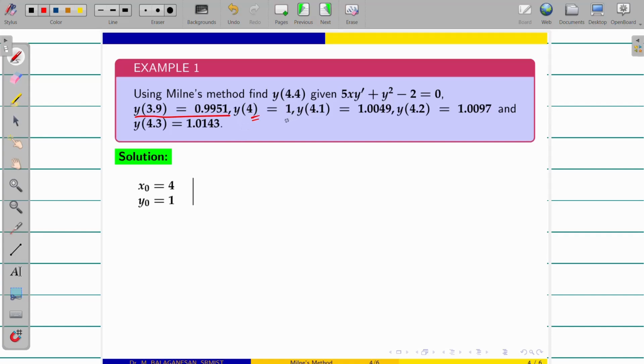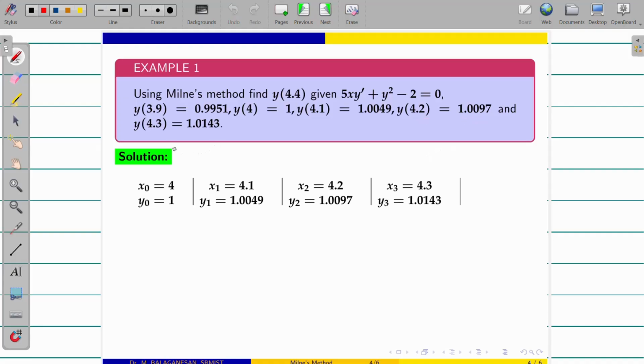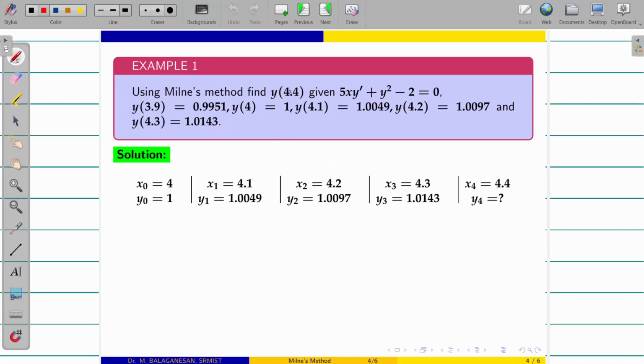X0 is 4, Y0 is 1. I have written that. Next, X1 is 4.1, Y1 is 1.0049. X2 is 4.2, Y2 is 1.0097. X3 is 4.3, Y3 is 1.0143. X4 is this one. We have to find this value only. X4 is 4.4. What is the value of Y4? That's it. This is what they have given in the question itself. And additionally, they have given one more concept. What is it?